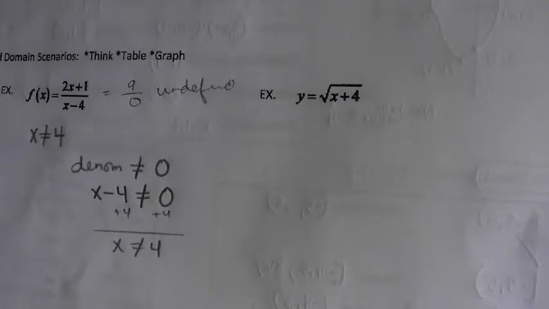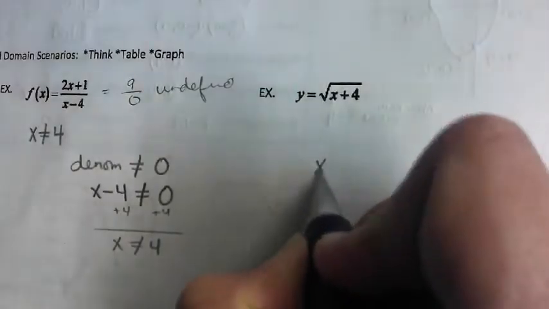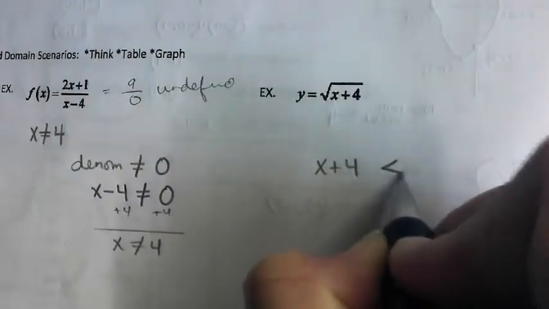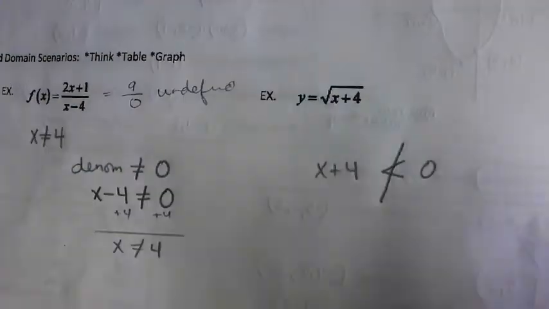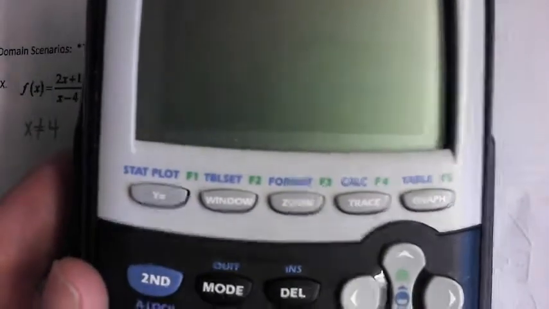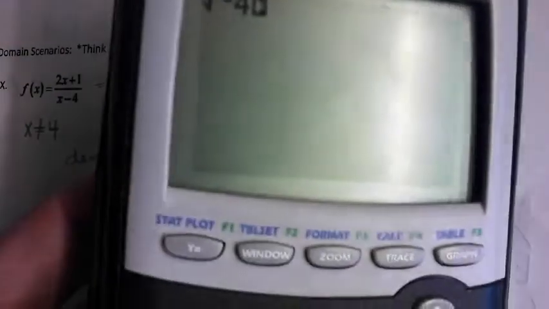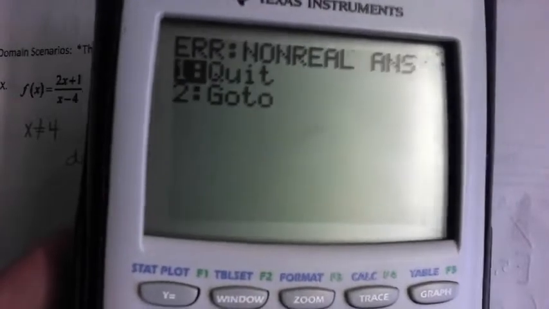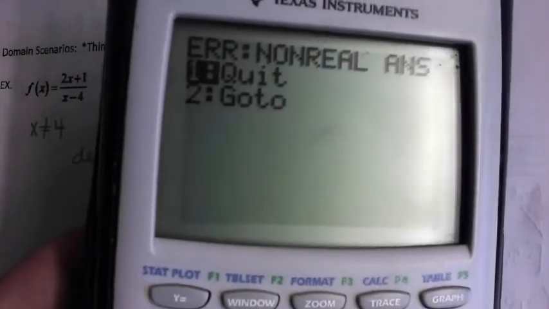What type of numbers can you not take the square root of? Negative. So x plus 4 cannot be less than 0. Correct? Because if you try to take the square root of a negative, we'll show you. Square root of negative 4, non-real answer. That's an error. Okay?